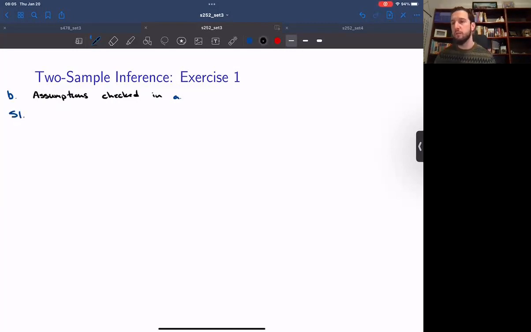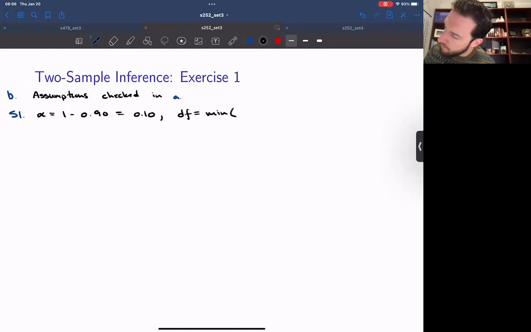Okay, so the first thing we need to do, following the process that we've laid out for confidence interval construction, is determine the critical value for this test. So we have a 90% CI. That means that alpha is equal to 1 minus 0.9, which is 0.1. Right? Our degrees of freedom is going to be the minimum of N1, which is 14, and N2, which is 6, minus 1. This gives us 5.